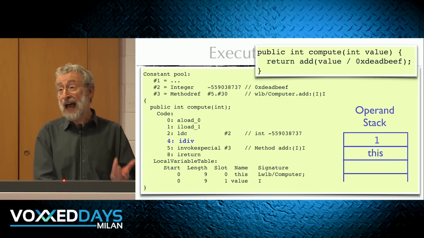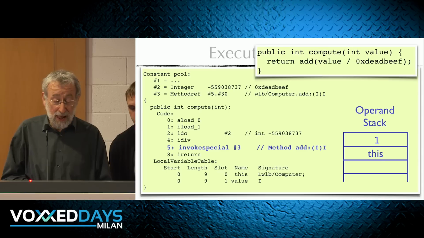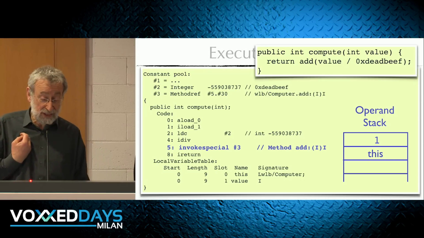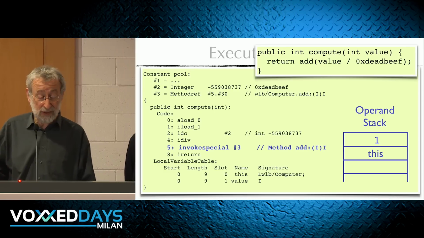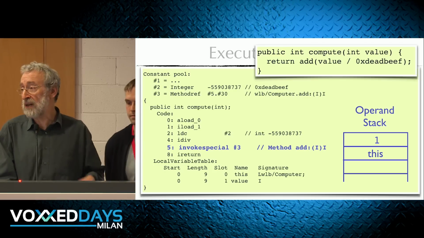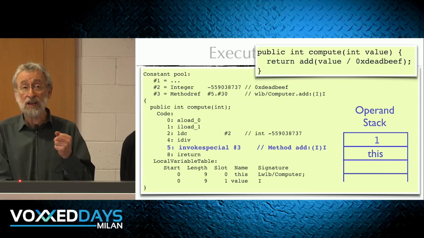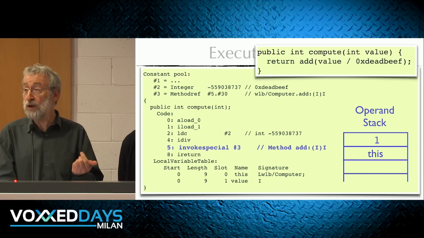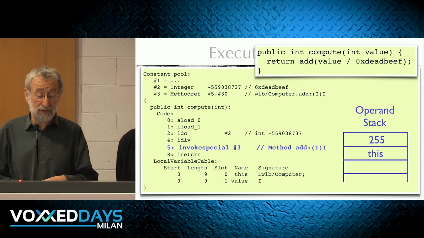Almost finally, we call the add method. That's the invokespecial bytecode, and that uses the top value on the stack as its operand. So we go off and we call the add method. We add 1 to, as we know, it computes 1 plus 254, and it returns the value. The return value from that will replace the stack elements that were used as arguments to the method. So 1 will disappear, it's been consumed, and it will be replaced by 255, the return value from add.